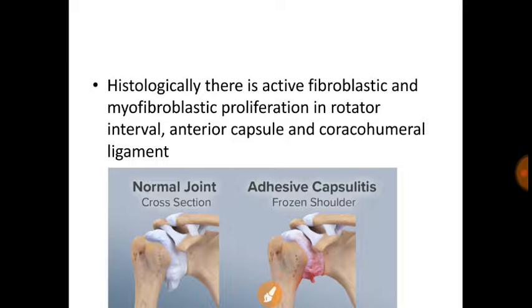Histologically, there is an active fibroblastic and myofibroblastic proliferation in the rotator interval, anterior capsule, and the coracohumeral ligament.